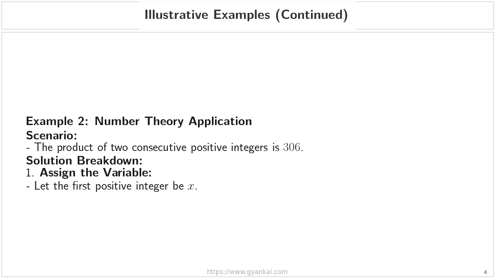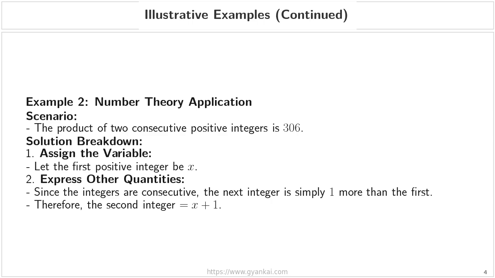Let's walk through the solution breakdown together, following the same 4-step modeling process we discussed earlier. Step 1. Assign the variable. First, we need to identify our unknown. Since we are dealing with two numbers, let's start by defining the first positive integer as x. Step 2. Express other quantities. Now, we need to describe the second number using that same variable.